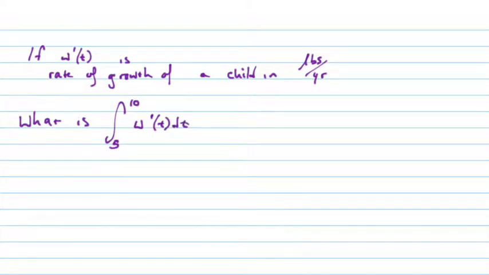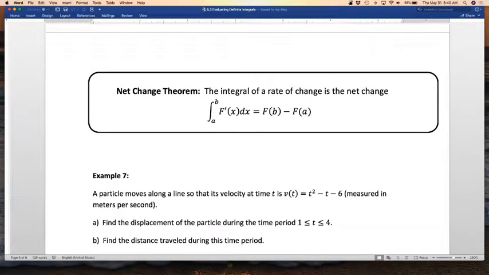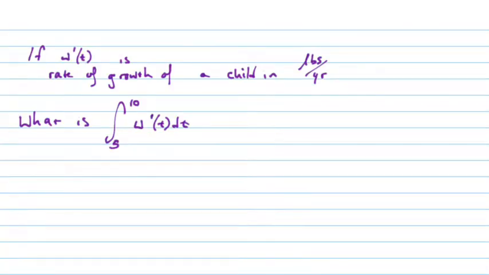Okay, so do we understand what this integral is doing? Now, I'm going to take you back to our notes real quick. This point right here. The integral of a rate of change is the net change. The integral of a rate of change is the net change. So we have a rate of change. The integral has got to be the net change. So let's interpret that in the context of this situation. If w prime of t is the rate of growth of a child in pounds per year, what does that integral represent?